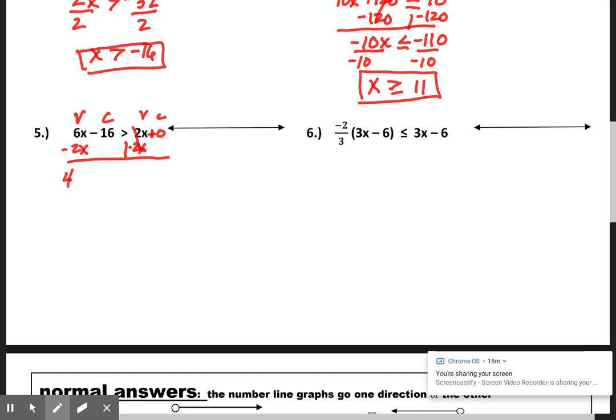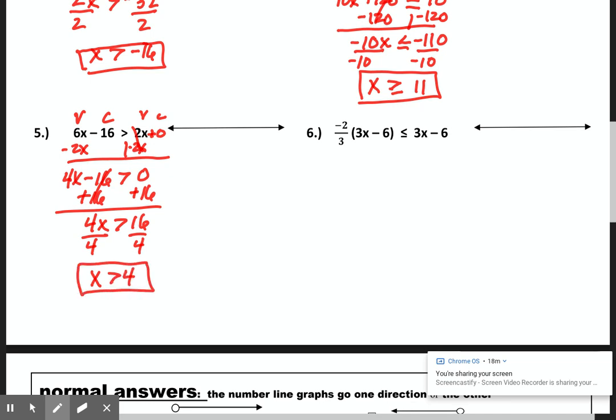6x minus 2x is 4x. Minus 16 is greater than 0. And now it's just your basic two-step, because you have a variable term, a constant, and then on the other side you have a constant. So we're going to add 16 to both sides. So we have 4x is greater than 16. Divide by 4, divide by 4, and x is greater than 4. We don't divide by a negative. We didn't here. So our inequality symbol will stay the same. So we're going to come up here, put our 4. It will be an open circle because we don't have a line underneath it. And numbers greater than 4 would be on the right of positive 4.